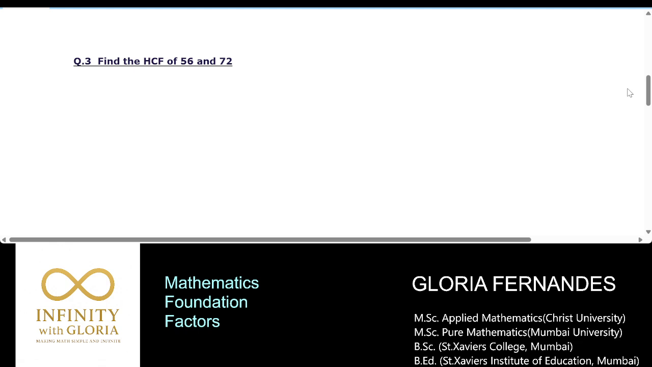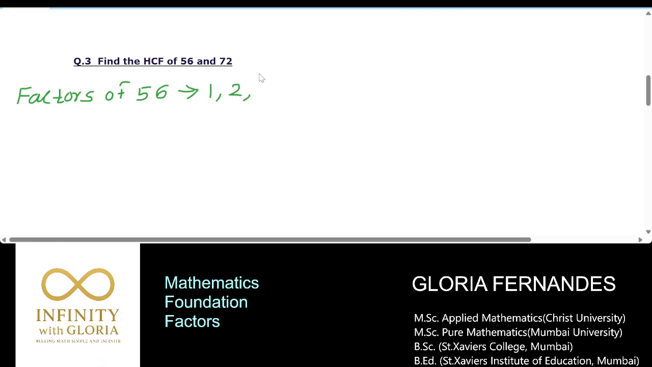So find the highest common factors of 56 and 72. All right. First we'll see 56, the smaller number. So what are the factors of 56? 1 will always be there. Yes. Next will be 2.